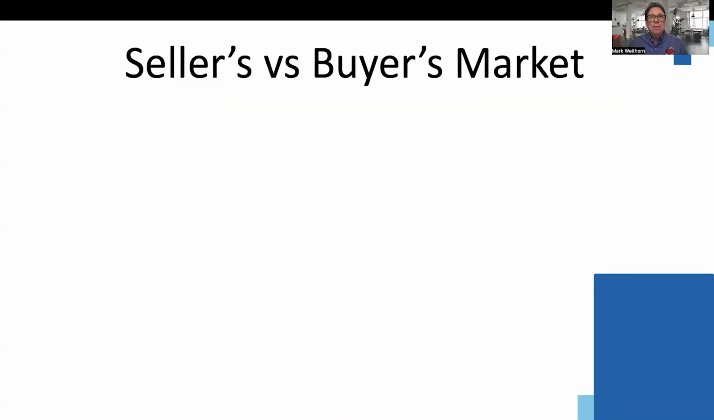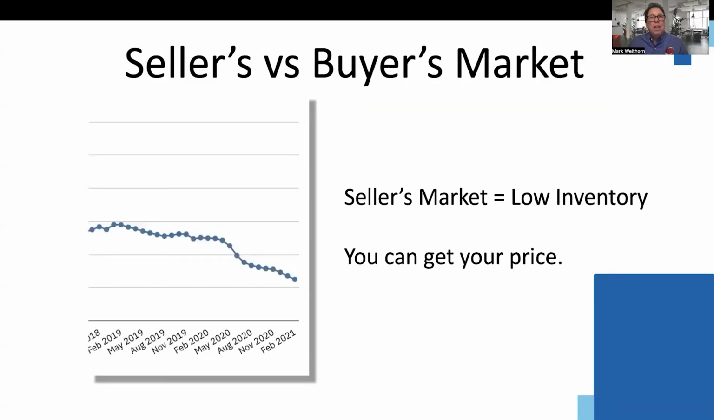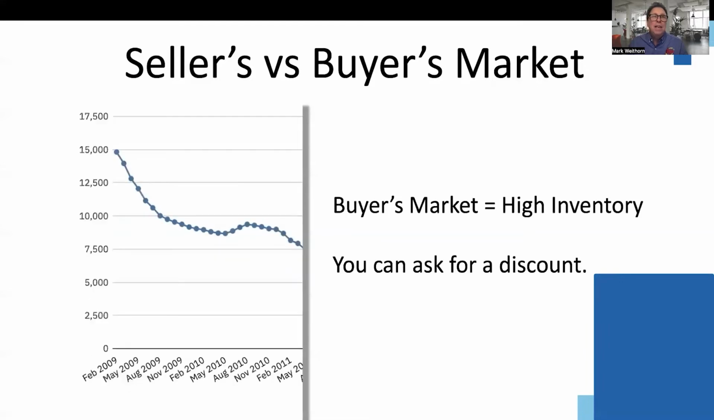There are two types of real estate markets, a seller's market and a buyer's market. When there are low inventory levels, we are in a seller's market. Buyers will compete to buy your property. High inventory levels make it a buyer's market. Buyers can ask for discounts. As a realtor, you have to know how to succeed in both a seller's and a buyer's market.